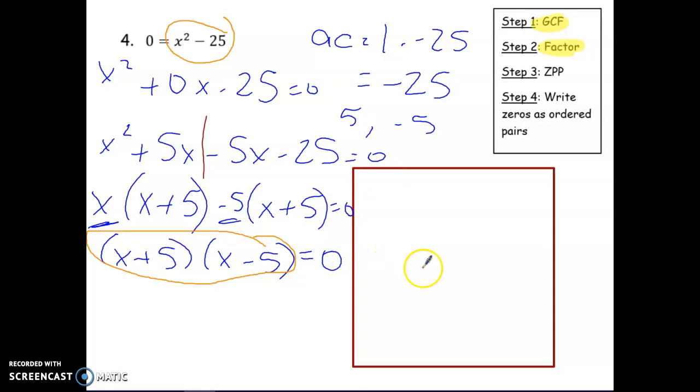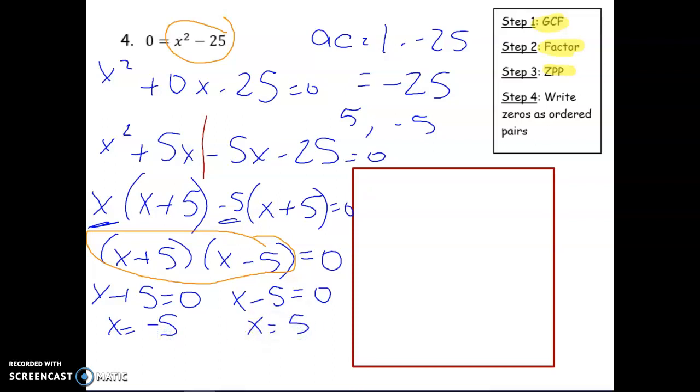Okay, so now that I have it factored, now I'm ready to use my zero product property. My zero product property says either this first one has to be equal to 0, or the second one has to be equal to 0, or maybe both. So for that first one, I'm going to subtract 5 from both sides to get x by itself. The directions said solve, so I'm trying to get x by itself so I can solve.